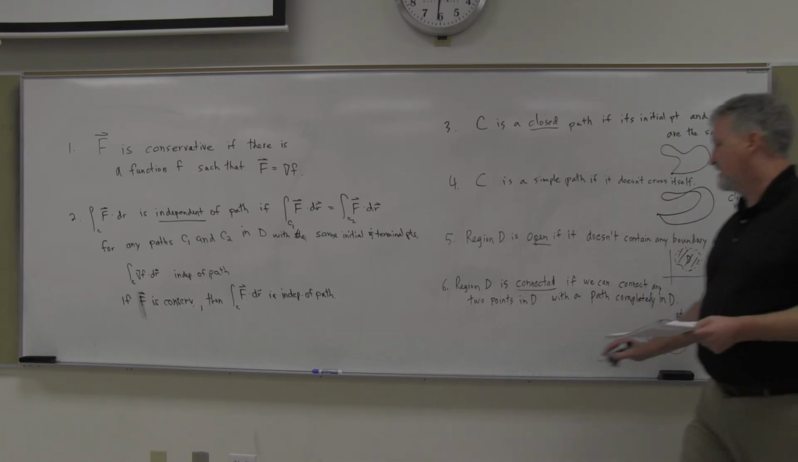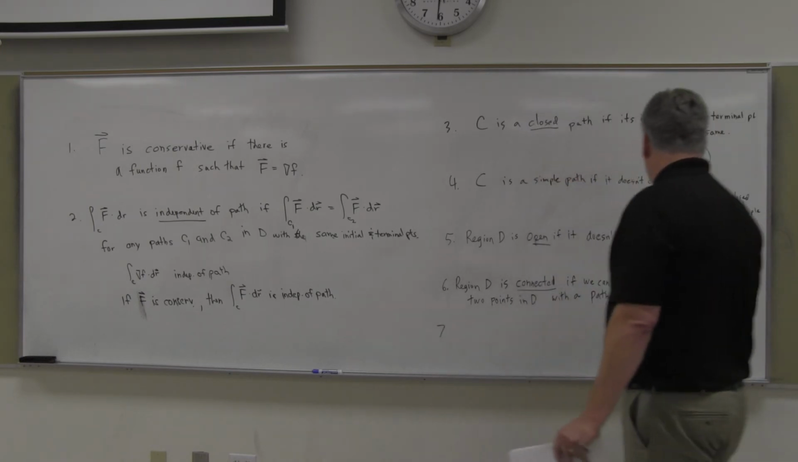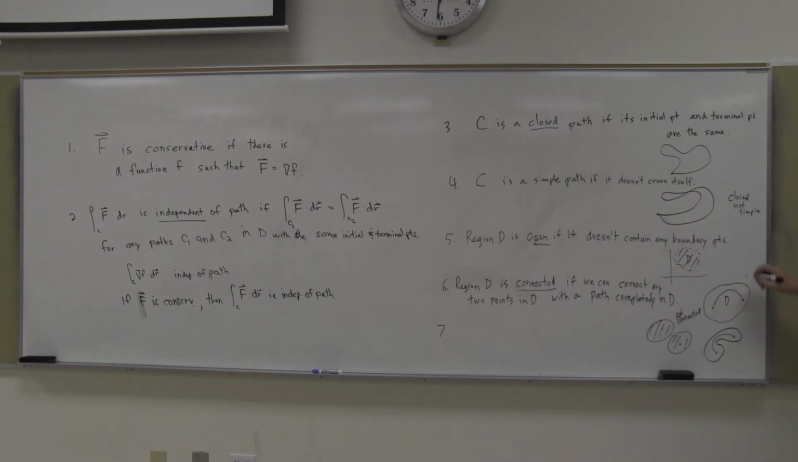And then 7. So connected, you could have a hole. This still would be connected. Even if you have a hole in it, that's still connected because even though you can't go straight across, you can still go to any other point in there. These three would be connected if there's three separate ones. These two are not connected, if that's one particular region.